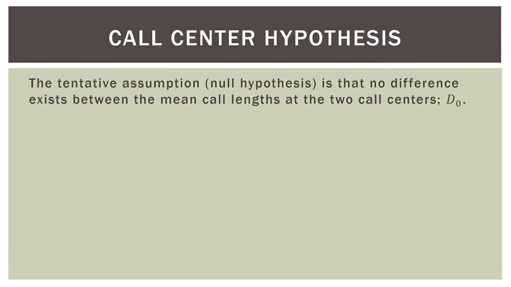So what about our call center hypothesis? The tentative assumption, the null hypothesis, is that no difference exists between the mean call lengths at the 2 call centers, so d sub 0 is 0. So here is our hypothesis. mu sub 1 minus mu sub 2 equals 0 is our null hypothesis, or our assumption, and the alternative hypothesis is that mu sub 1 minus mu sub 2 does not equal 0.